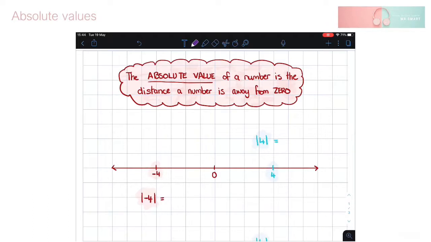In this video we are looking at absolute values. So the absolute value of a number is the distance that the number is away from zero. So let's have a look at some examples.